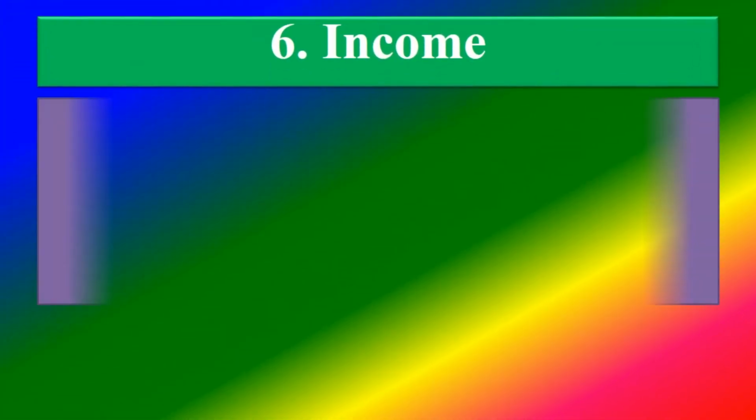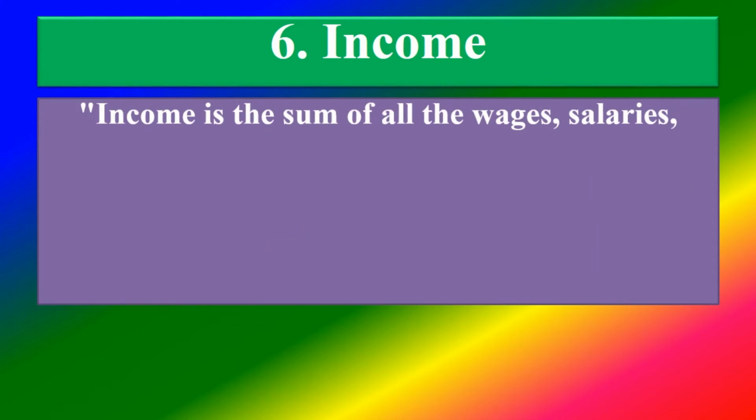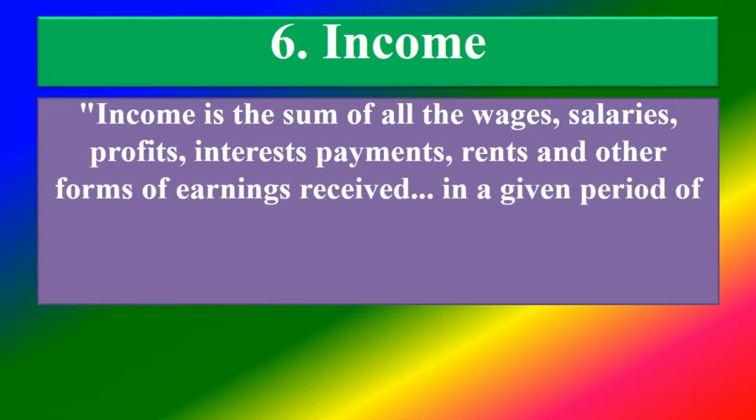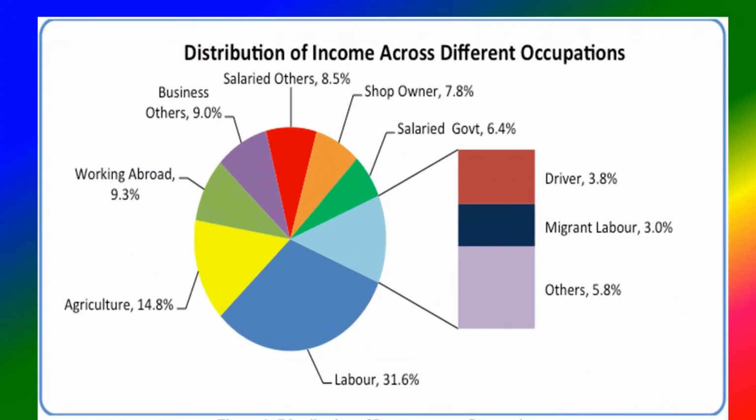Six, income. Income is the sum of all the wages, salaries, profits, interest, payments, rents, and other forms of earning received in a given period of time. Look at this pie chart. Distribution of income across different occupations.